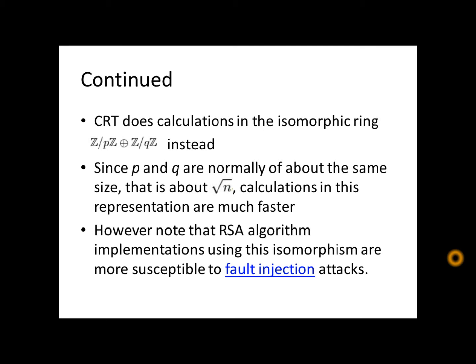The Chinese remainder theorem does calculation in the isomorphic ring of p and q instead of that of n. Therefore, p and q are normally about the same size because n is so big. This size is about the square root of n, and calculations in this representation are much faster. However, note that RSA algorithm implementations using this isomorphism are more susceptible to fault injection attacks.